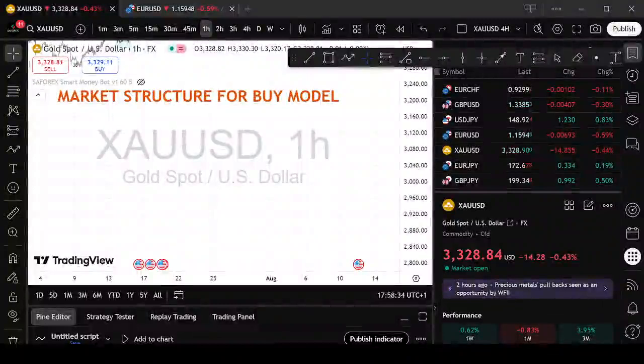I'm your instructor, and today we'll focus on a very specific and powerful topic. The last time we dealt with introduction to market structure. If you've not watched it, please kindly go back there to understand market structure. At this moment we're going to deal with market structure for buy model. That means how the market forms a bullish structure, and then where to enter a buy trade, and what kind of candlestick to confirm your entry, what to avoid, and how to manage your risk.